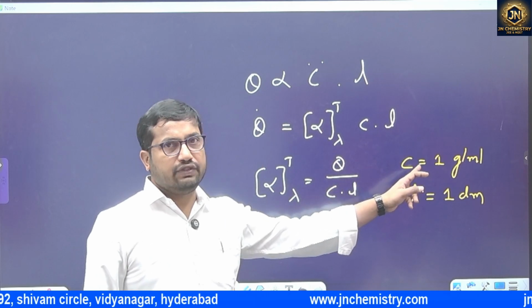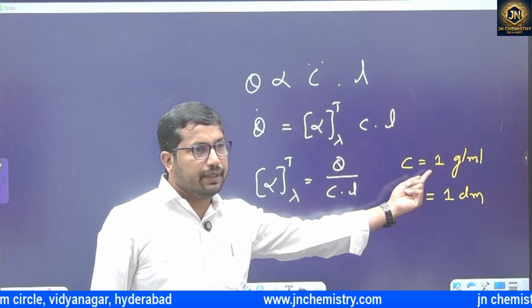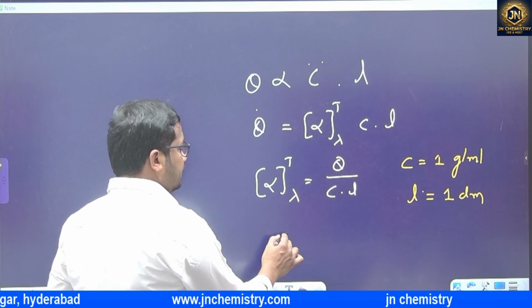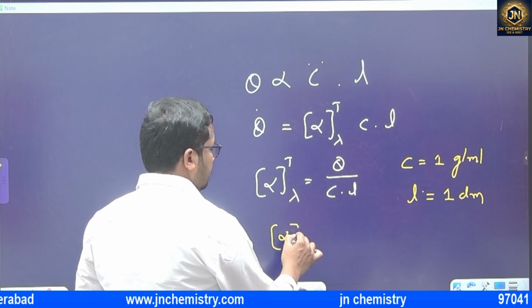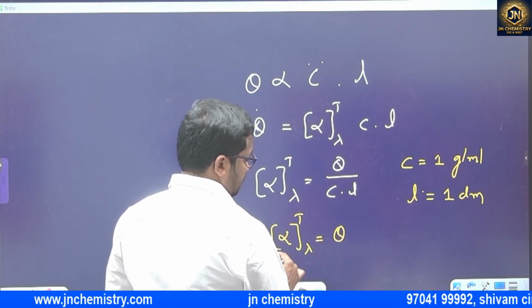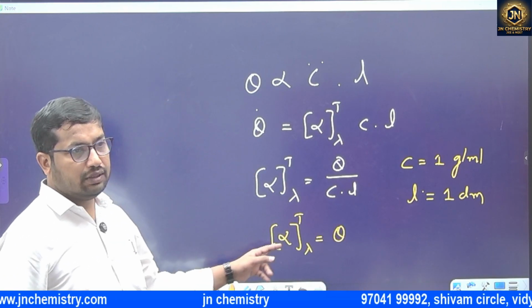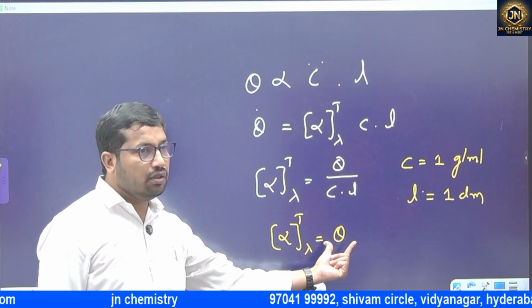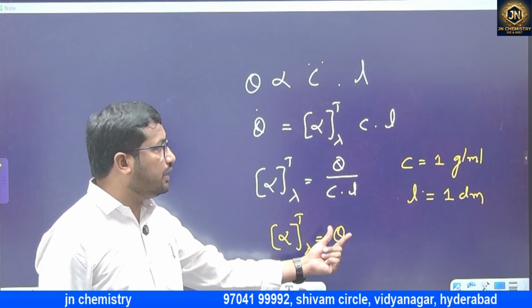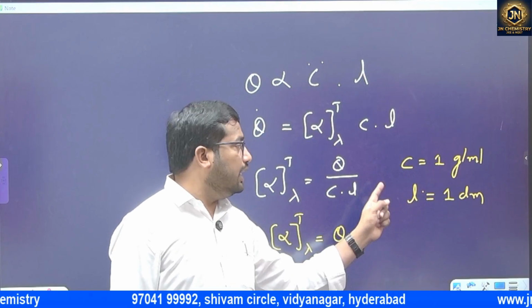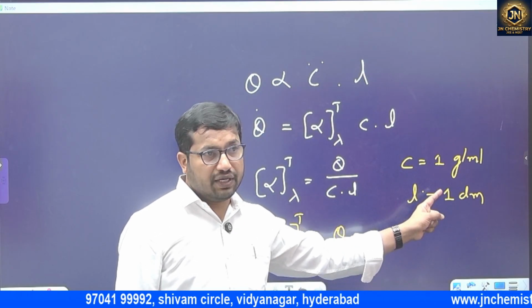If the concentration we are taking is 1 gram per ml and the length is 1 decimeter, then what exactly happens? Alpha is equal to theta. The specific angle of rotation is equal to the observed angle of rotation when the concentration is 1 gram per ml and the length of the tube is 1 decimeter.